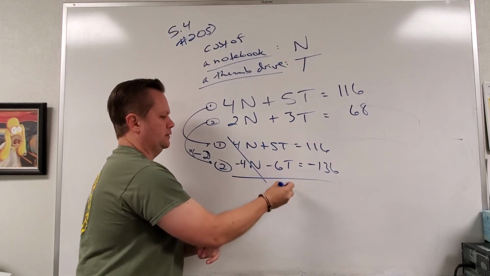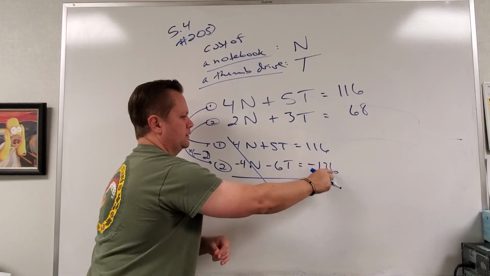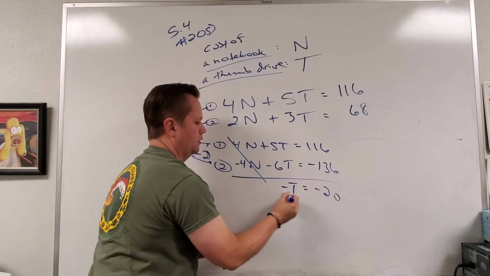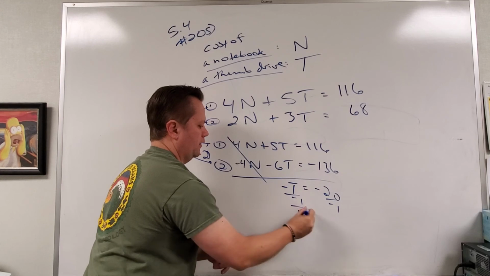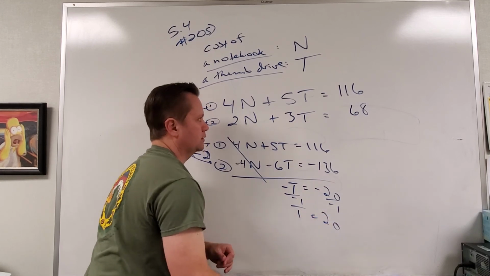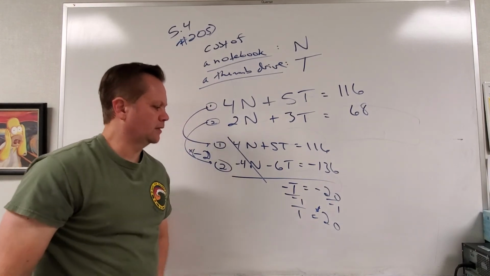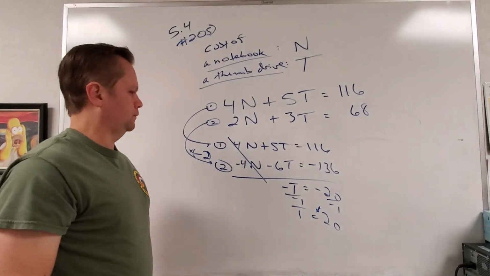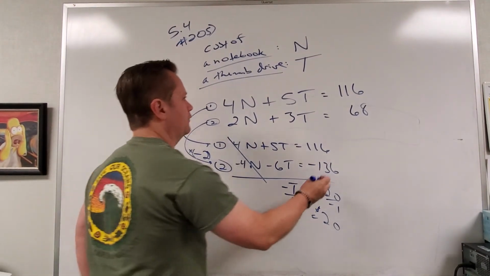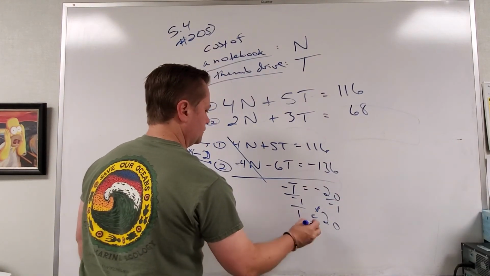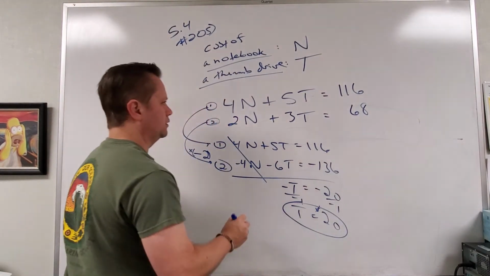And 5t minus 6t is -t. 116 minus 136 is -20. So then the cost of a thumb drive is $20. That's pretty good. It must not be that huge of a thumb drive, but oh well. So I know the thumb drive costs $20. Now, how much does a notebook cost?